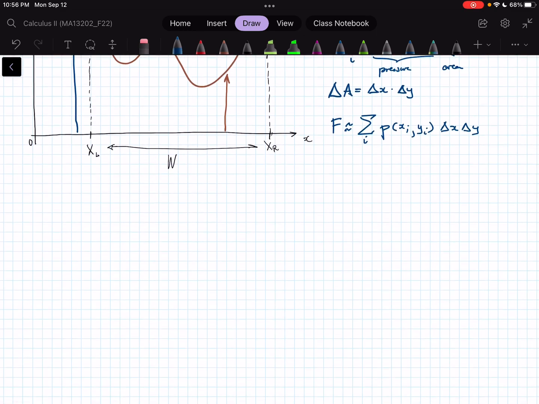Now, if I'm looking at the object sideways, this is my dam, and my test patch was somewhere, let's say here. And here I have calculated that I have a certain amount of force acting on it: P of xi yi times delta x delta y. So this is the force. If I simply add these forces up, I would get the total force on the dam.